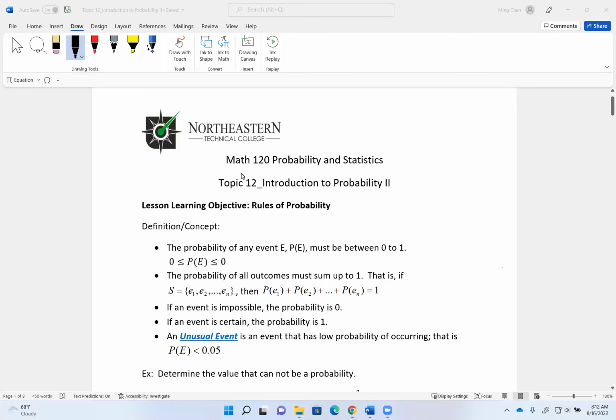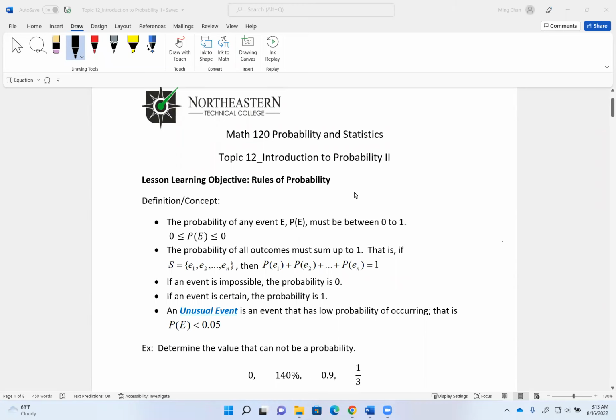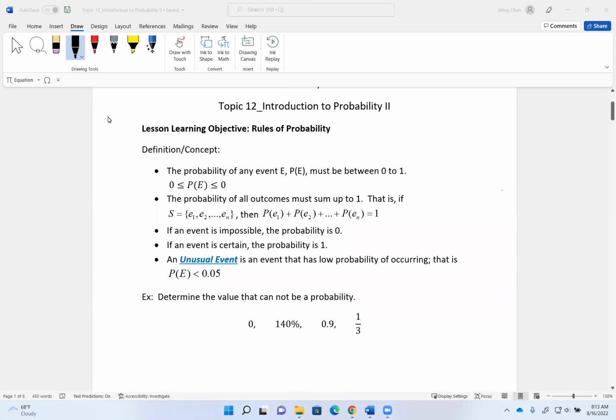Hi, everybody. Welcome to topic number 12, introduction to probability number 2. There are a couple more things I want to introduce to you before we start doing more probability questions. All right, so rules of probability.